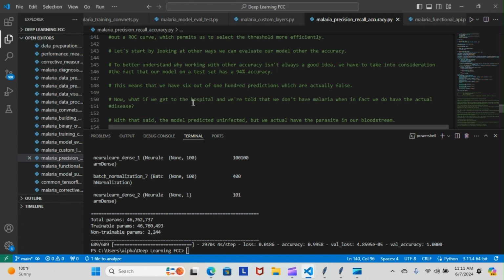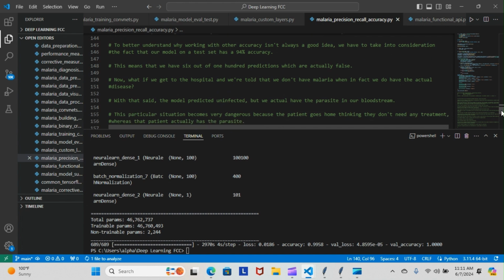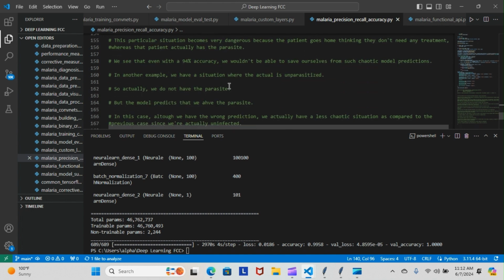So if we get to the hospital and we're told that we don't have malaria, when in fact we do have the actual disease, that's going to happen 6 out of 100 times because we only have a 94% accuracy, which is kind of huge if you're dealing with a situation like that. With that said, the model predicted uninfected, but we actually have the parasite in our bloodstream. This particular situation becomes very dangerous because the patient goes home thinking they don't need any treatment, whereas the patient actually has the parasite. With 94% accuracy, we wouldn't be able to save ourselves from such a chaotic model prediction.